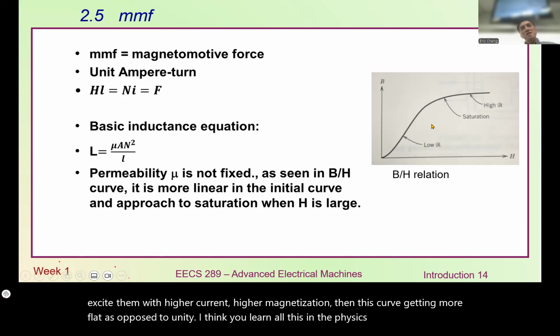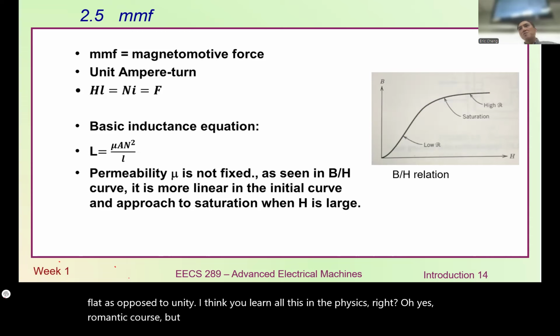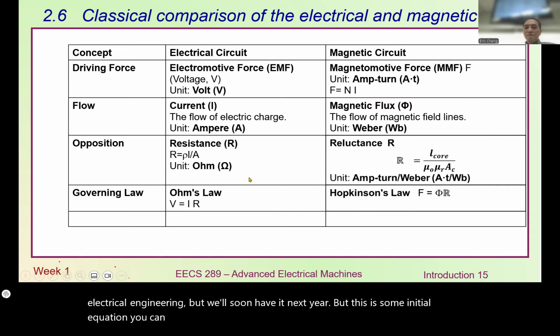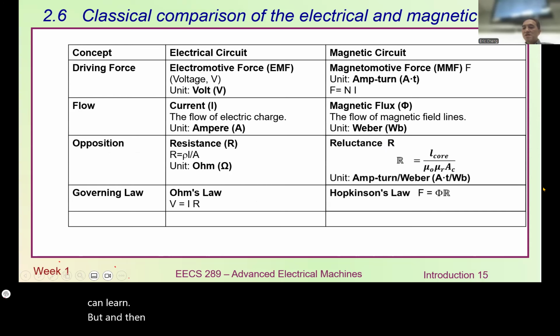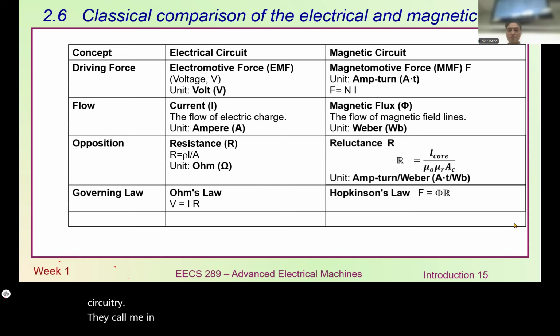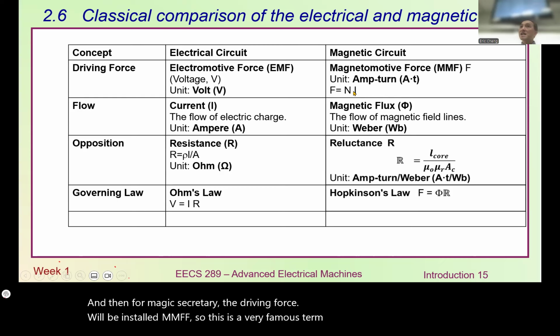Or an electromagnetics course. But at UC Mass, we don't have the electromagnetics course yet in electrical engineering, but we'll soon have it next year. But these are some initial equations you can learn. And then we try to do some comparison. This is a really famous comparison table in all the textbooks. When you compare the magnetic circuit with the electric circuit, the column in the middle, the electric circuit, is basically Ohm's law. We know that. And then for the magnetic circuit, the driving force will be the so-called MMF, F. This very famous term is mainly about Ni.